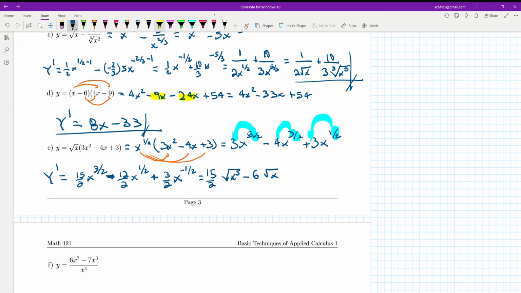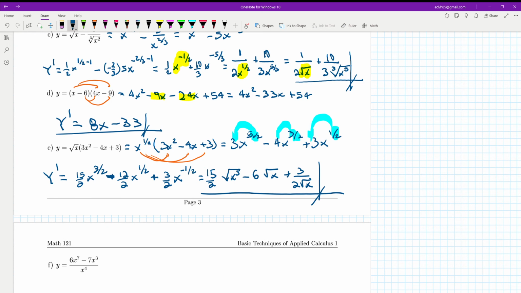And recall that in a previous example, in particular letter C, we went from x to the negative 1/2 all the way to radical x in the denominator, the square root of x in the denominator, that is 3 over 2 square root of x. Final answer.